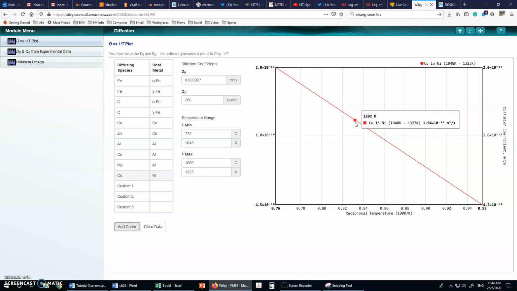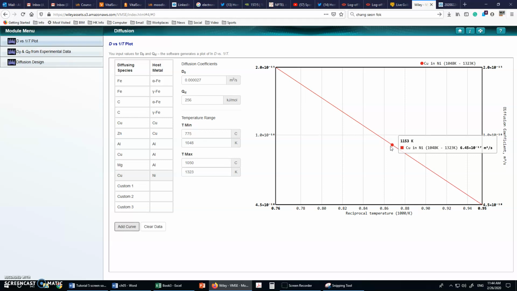At this point we can see that the temperature shown is 1202 Kelvin, but the diffusion value is 1.94 × 10^-16. The required diffusion value for this problem is 6.5 × 10^-17. So I will move this point along this curve until I get that value. Here I am moving down, so it is 8.84 × 10^-17. Next it is 7.33 × 10^-17. I go one more point, 6.88, it's closer, and the next point is 6.45, so this is the closest.